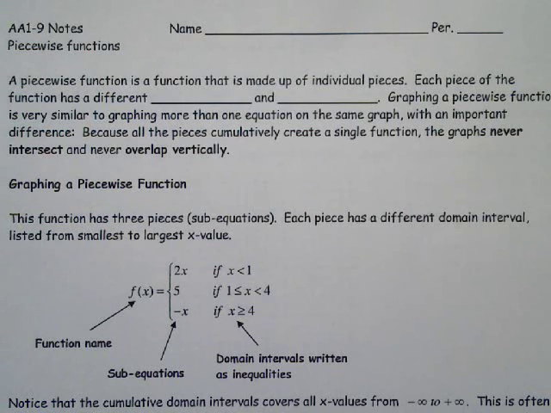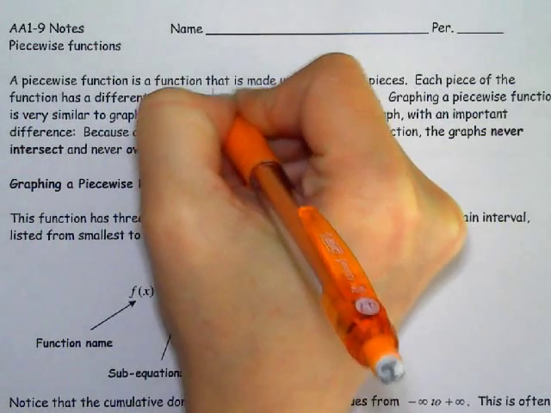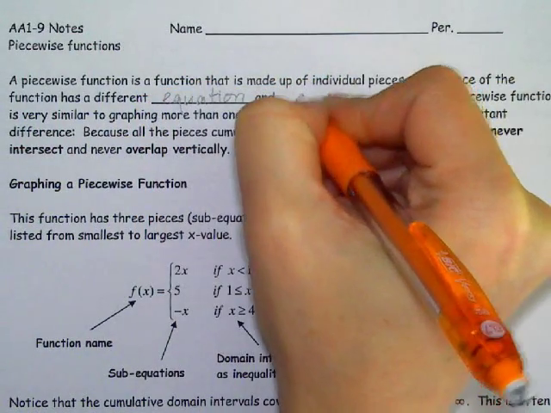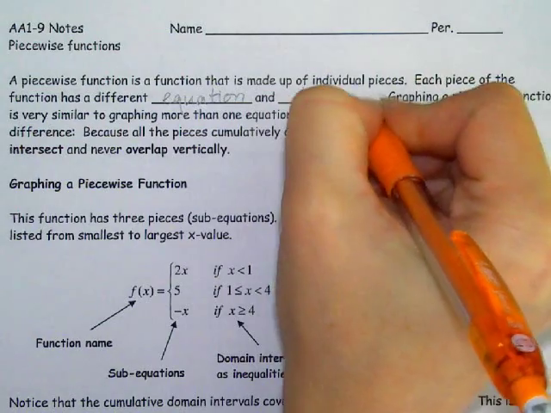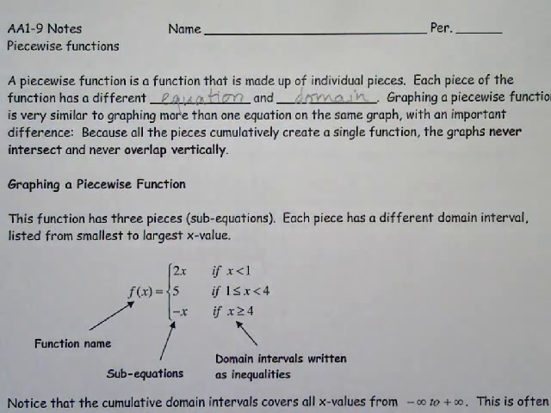A piecewise function is a function that is made up of individual pieces. Each piece of the function has a different equation and domain. Graphing a piecewise function is very similar to graphing more than one equation on the same graph, with an important difference. Because all of the pieces cumulatively create a single function, the graphs never intersect or overlap vertically.